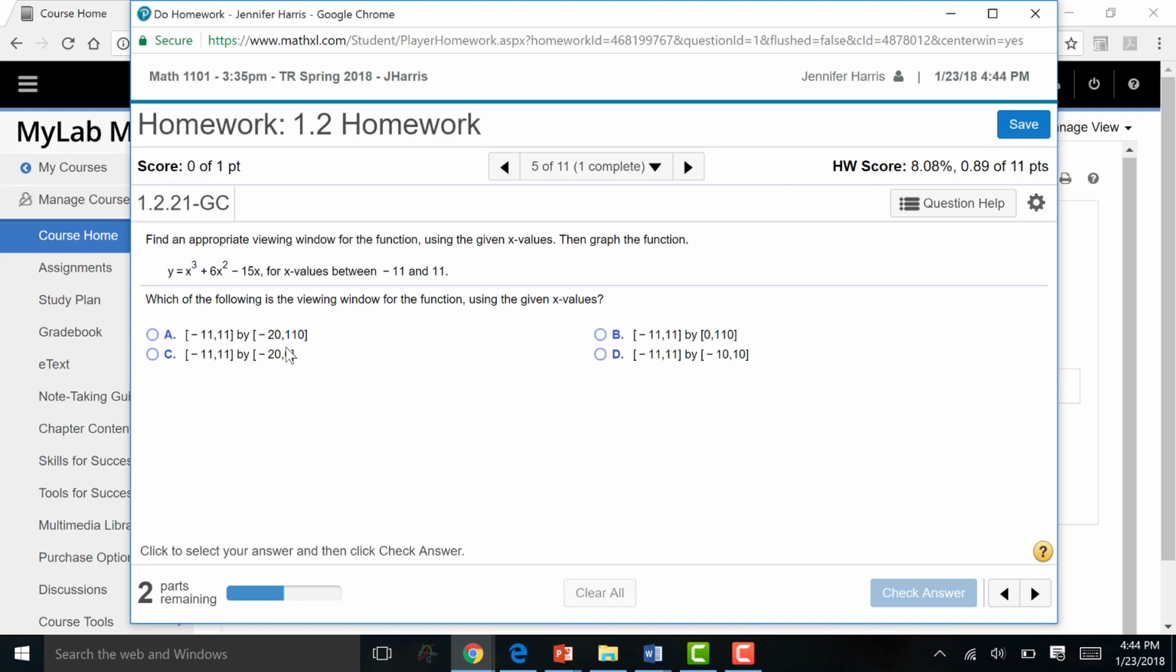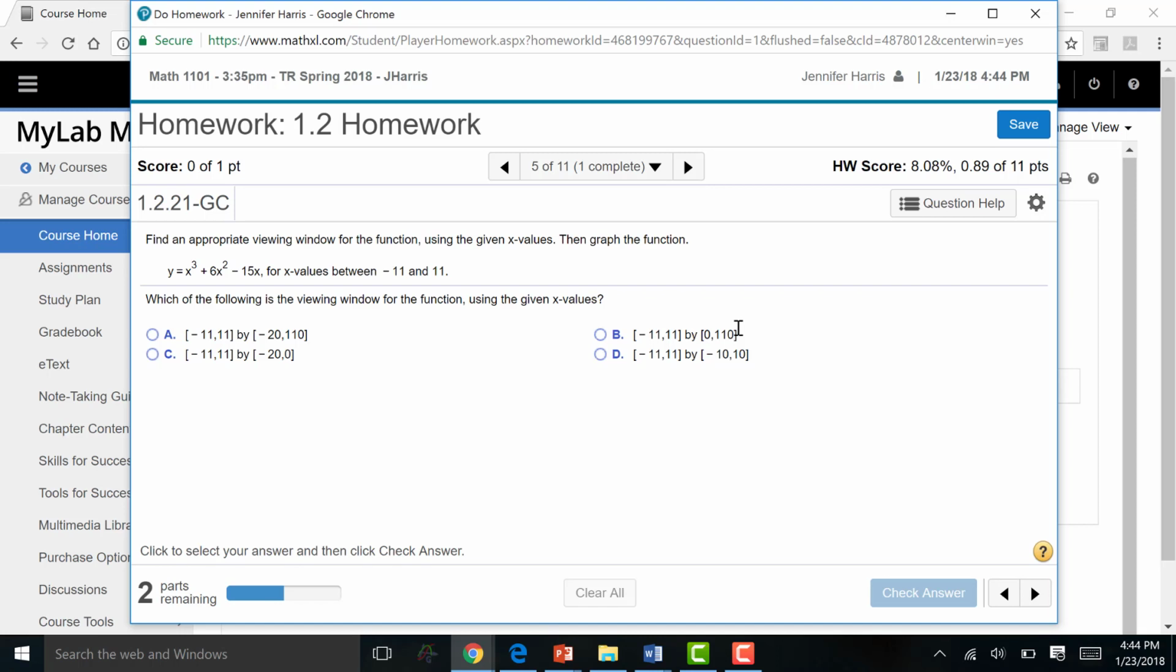Or do I go to the second one and put this one in? Do I put negative 20 to 0? Or do I put the other one, 0 to 110? Do I put that in? So which one do you choose? How do you know what to choose?